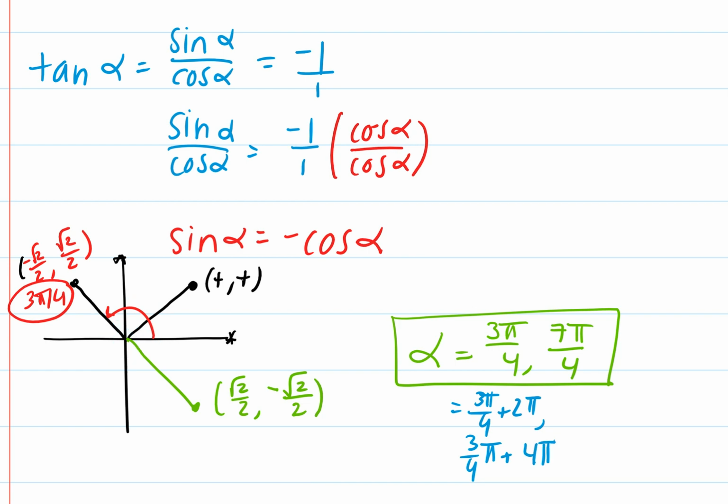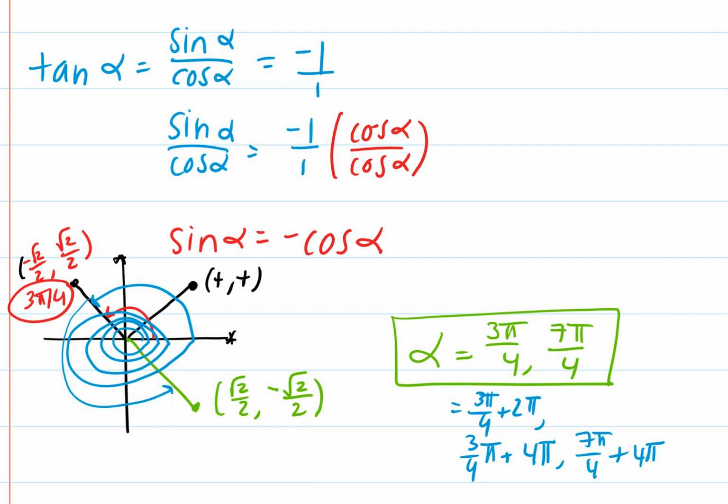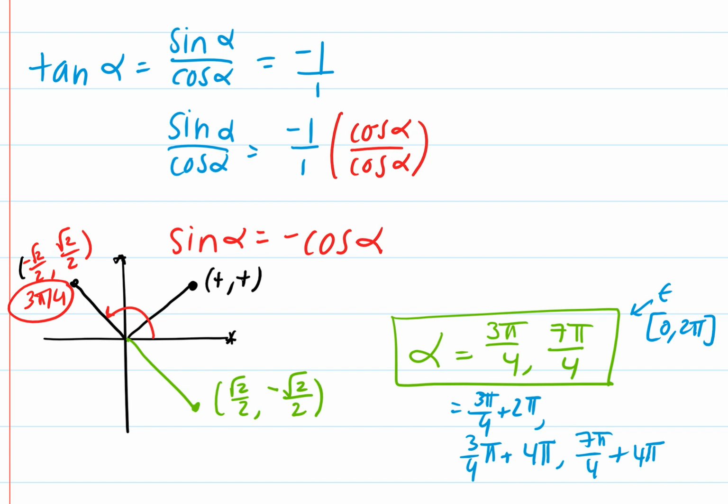Or you could say, let me go around the circle twice, 1, 2, and then land here. So that would be the angle 7 pi over 4 plus 2 pi, that full rotation. Or 7 pi over 4 plus 4 pi, 2 full rotations, and then land at 7 pi over 4, and so on and so forth. You could even rotate backwards, because there are an infinite number of times you could go around the circle before you decide to land at either another 3 pi over 4 or 7 pi over 4. There are an infinite number of possibilities for the angle alpha. These are just two specific examples that are in the interval from 0 to 2 pi.